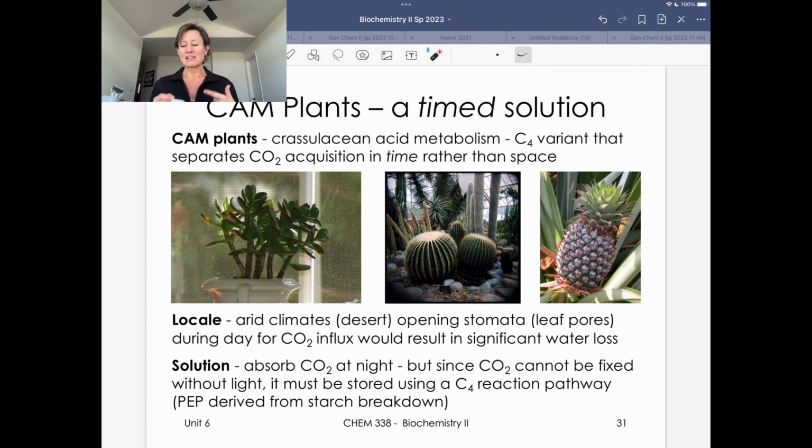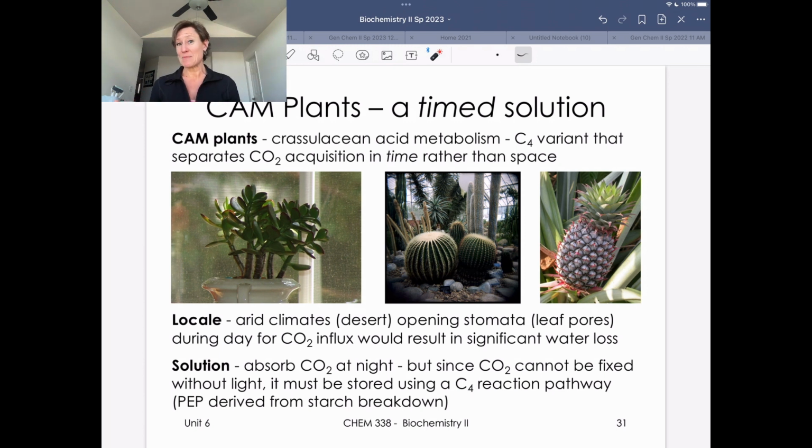These plants tend to live in a very arid, dry environment. So their stomata, their pores in their plant surfaces, can't be open during the day because they would lose too much water. So they don't bring in CO2 during the day. They bring it in at night.